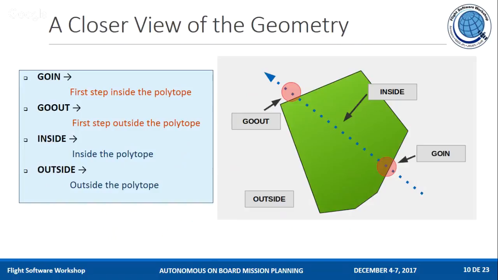Next slide, please. Closer. I'm going very fast for this. This is a closer view of the geometry. Here we define four events. We call it go in, the event when the sub point takes the first step inside the polytop. Then you have the go out, that is the first step outside the polytop. And then you have the inside events, that are events when the sub point is traveling inside the polytop. And then you have the outside event.